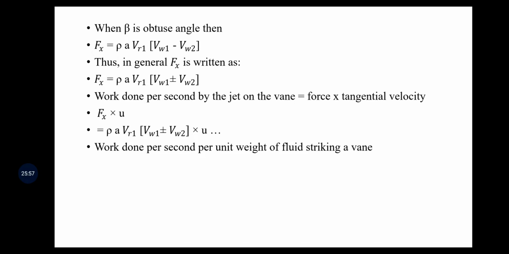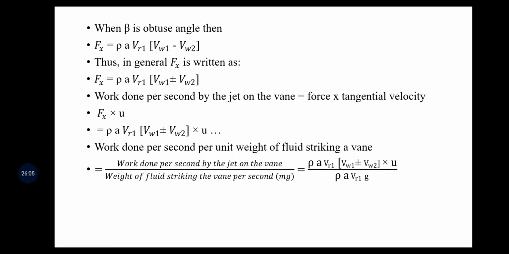Now work done per second per unit weight of a fluid striking a vane. It means that we have to just divide the same by the weight of the fluid, that is work done per second by the jet divided by the weight of fluid striking the vane per second. Weight is nothing but mass into gravity. Mass, in terms of density, is density into volume per second. Volume per second is the discharge, and discharge is area into velocity. The velocity will be the relative velocity with which it is striking. So density into area into relative velocity indicates the mass, and g indicates the acceleration due to gravity.